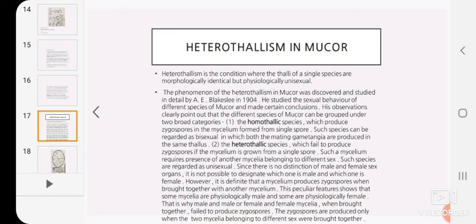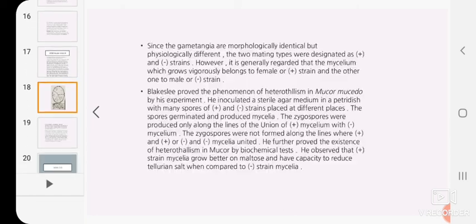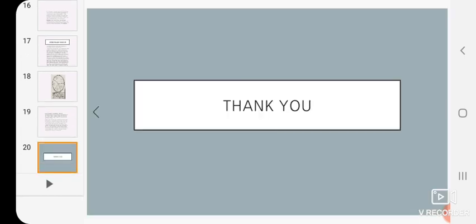Later on, he also did a biochemical test, and he observed that positive strain mycelia grow better on maltose and have the capacity to reduce tellurium salts when compared to the negative mycelia. So this is how we have explained Mucor and heterothalism in Mucor. Thank you.